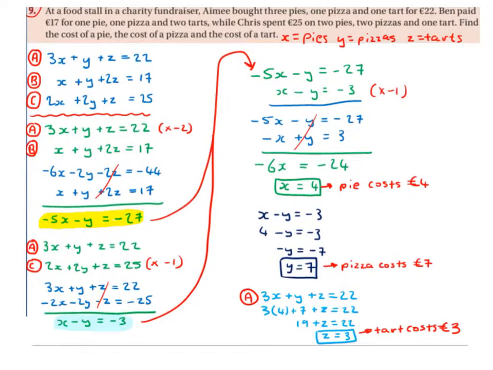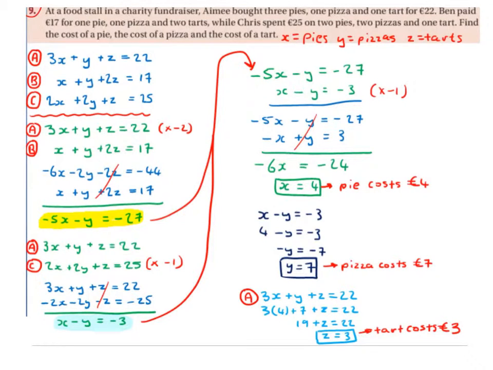Then I'm going to take one of the equations, I'm going to go for this one here, and I'm going to substitute the X as 4. So I have 4 minus Y equals minus 3. So I'm going to say minus 3 minus 4 is minus 7. So if minus Y is minus 7, then Y is going to be 7. So the pizza costs €7.